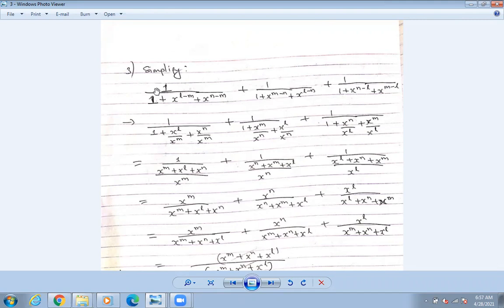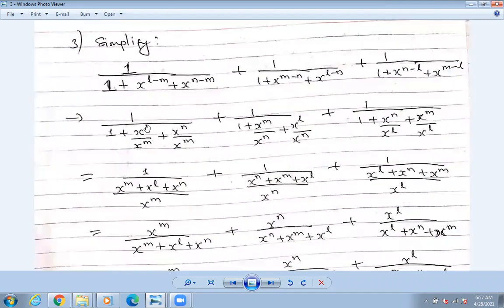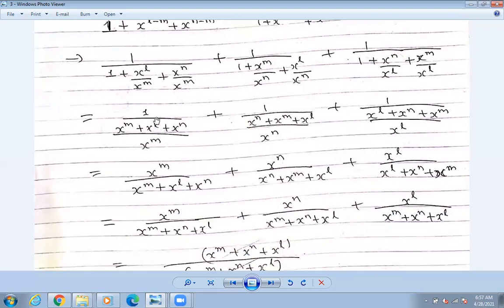So let us do it. So 1 divided by 1 plus x power. If the power is in minus sign, what shall we do? The power at the back, the divide sign comes. That means x power l divided by x power m. Plus, this can be written as x power n divided by x power m. Similarly, plus, if there is minus sign it goes down, x power n. If there is minus sign, minus l, it goes down. Okay, so plus goes on top, minus goes down.